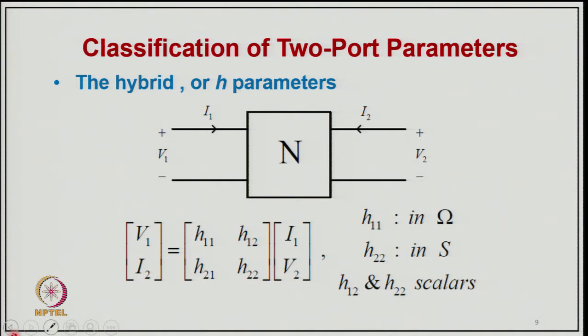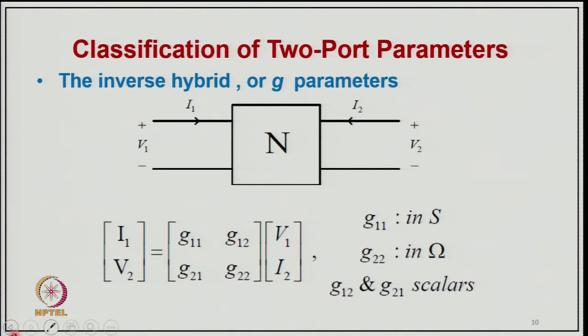So, they are not, of course, either impedance or admittance, and these hybrid parameters are certainly used for some analysis, especially in electronic circuits like transistor circuits. There we prefer to use these H parameters. So, this is the third set of parameters.